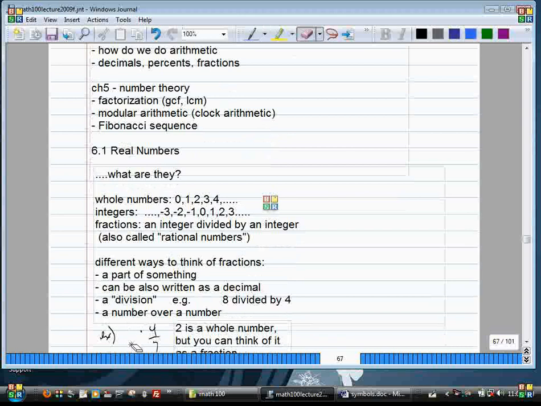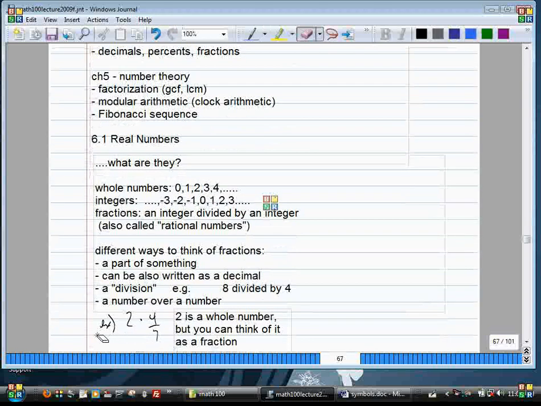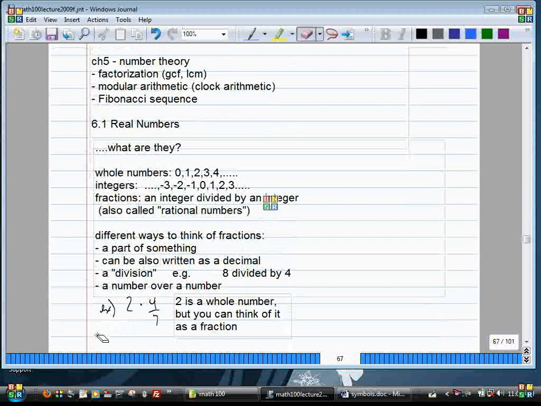Okay. So suppose you have the problem 2 times 4 over 7. What's the first thing that we're all taught to do in order to actually do this problem out? Right. So everyone was taught this, right? You write 2 over 1 instead. And then that lets you go ahead and do the multiplication, or makes it easier to see. So notice that 2 is a whole number, but you can think of it as a fraction. And sometimes we do that in order to help us do this arithmetic.